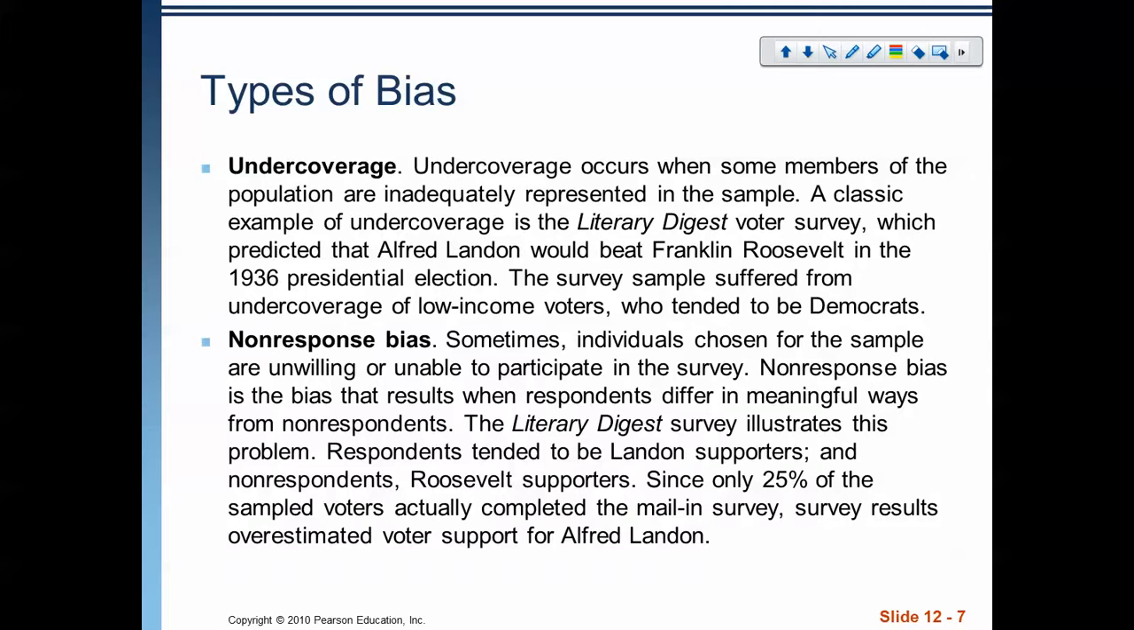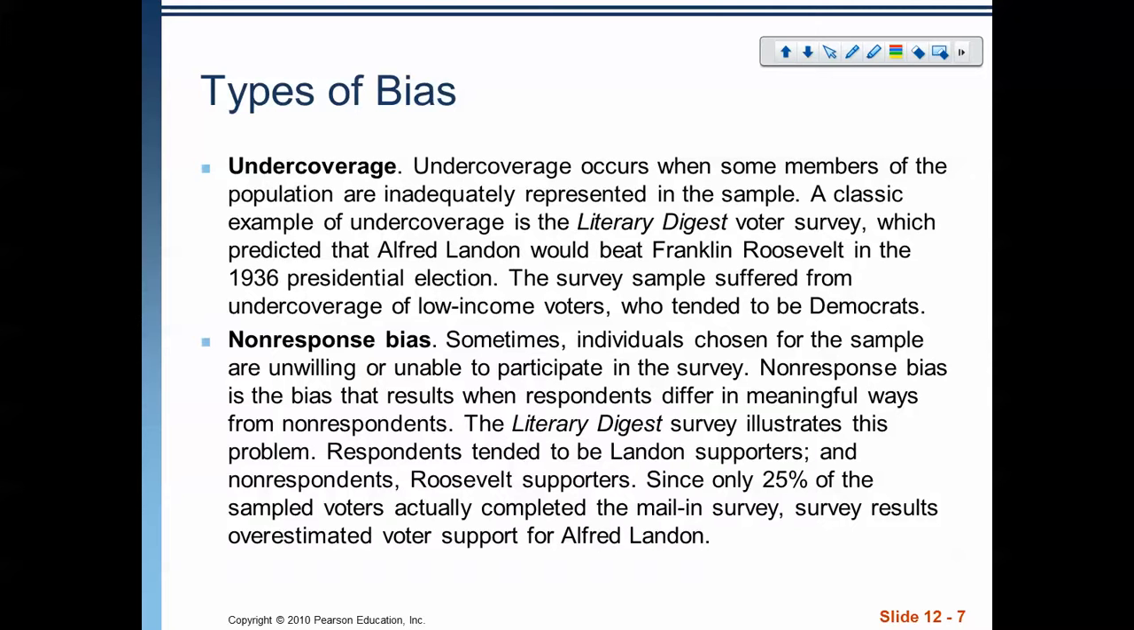The sample was overemphasizing the high-income voters and underrepresenting the low-income voters. Okay, that's undercoverage. It did not adequately represent the U.S. population. It was underrepresenting the low-income voters.